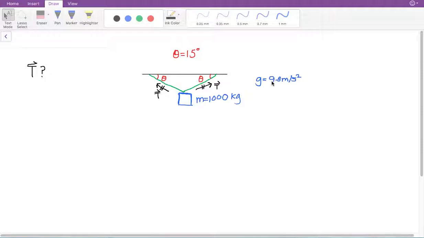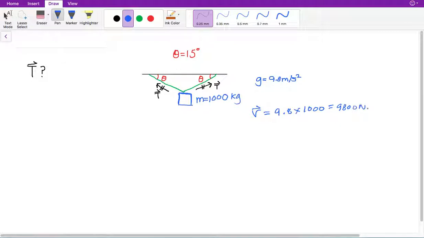Now, since the acceleration due to gravity, 9.8 meters per second squared, is given, and we also know the mass of the box, we can go ahead and find the vertical vector. So that vector v is going to be 9.8 meters per second squared times 1,000 to give 9,800 newtons downwards. So let's put it down. And we can now take this diagram here and draw a simpler diagram as follows.